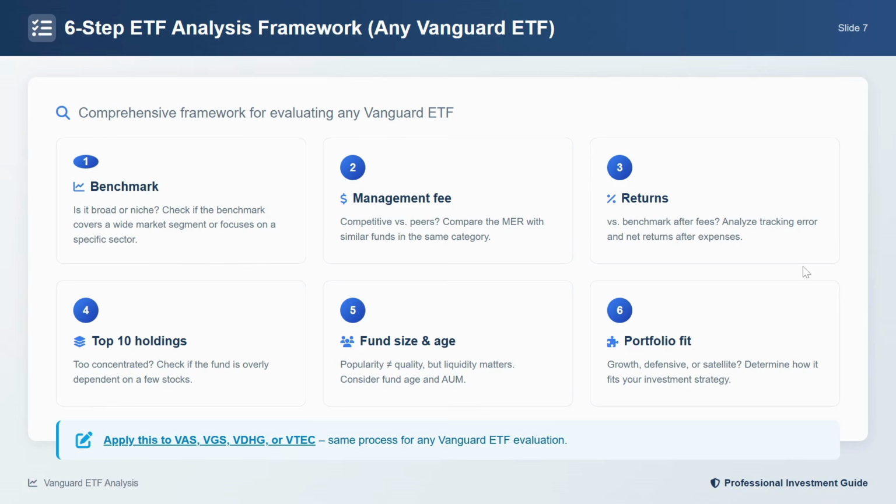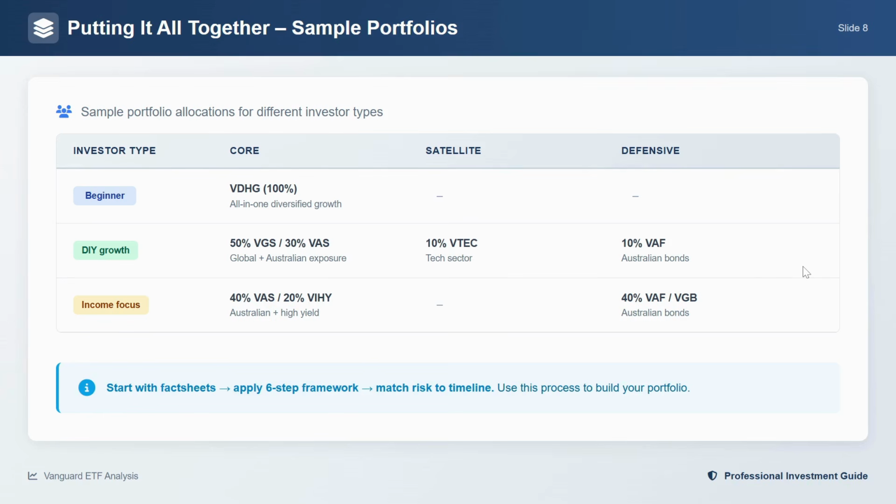4, top 10 holdings. If the top 3 make up 40% of the fund, that's concentration risk. 5, fund size and age. Larger, older funds tend to be more liquid and stable. 6, portfolio fit. Is this fund filling a growth role, a defensive role, or just a speculative satellite? Write these 6 steps down. Use them every time.